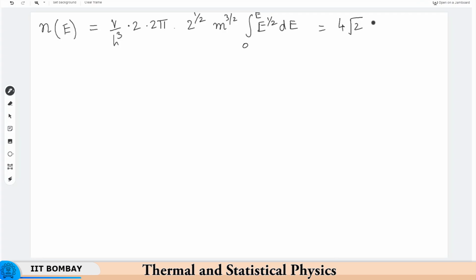Okay. And with a little bit of algebra, you can simplify it to this expression: 4 square root of 2 times V times pi times m to the 3 by 2 divided by h cube, and the integral from 0 to E of E half dE.